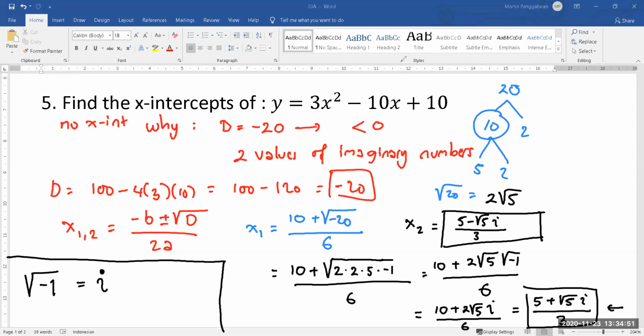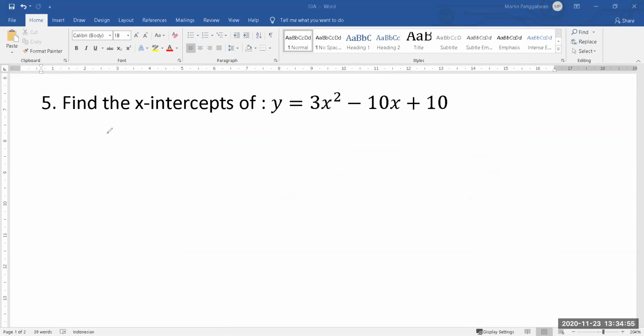Can I write the I before the square root of 5, or should it be square root of 5 then I? Actually, we prefer to use I at the back, just like variables. But if you want to do that, it's okay.